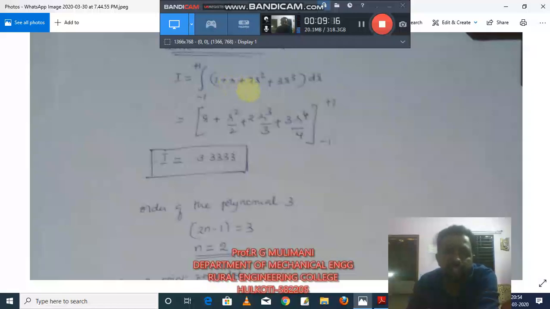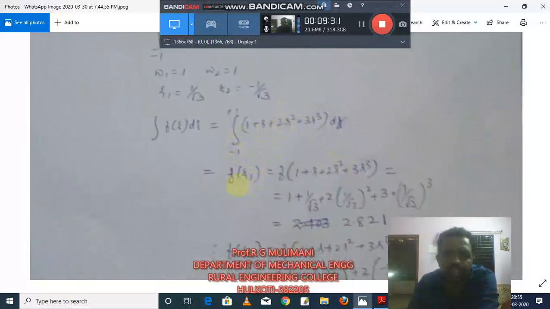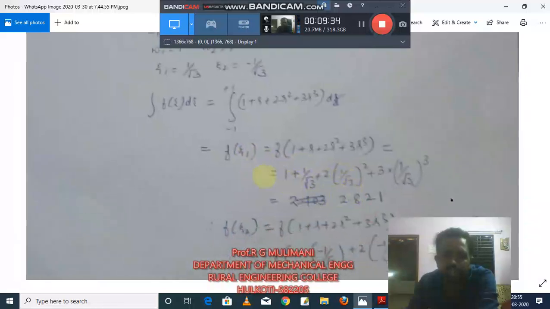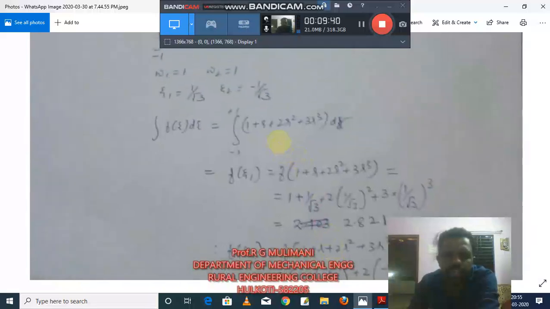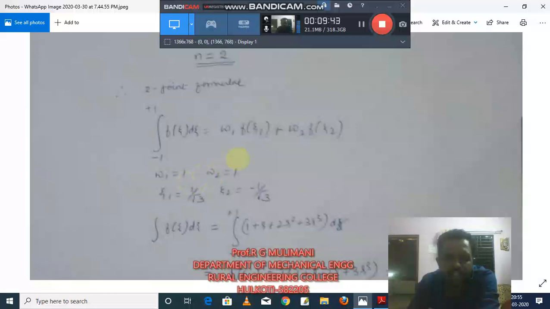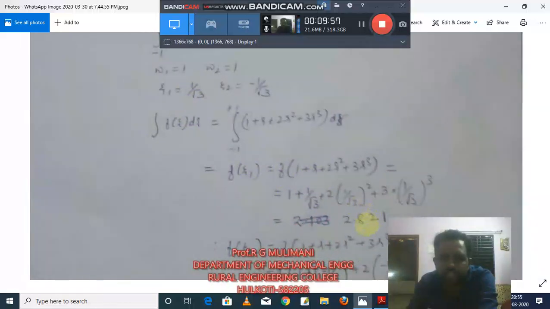Here r is nothing but zeta. For the first instance we are using zeta 1, that is 1 by square root of 3. For the second instance we are putting the zeta 2 value, that is minus 1 by square root of 3. Substituting the values, f of zeta 1 is 2.821 and f of zeta 2 is 0.5519. You just see here, w1 is 1, w2 is 1, and in this function we are applying the zeta 1 value, that is 1 by square root of 3. So f of zeta 1 is 2.82.